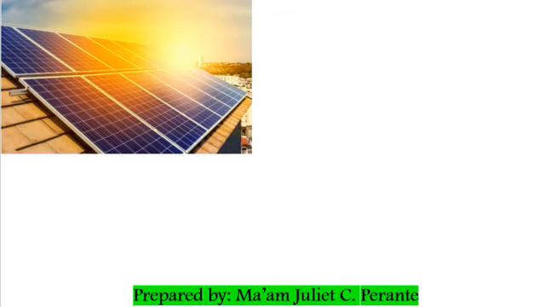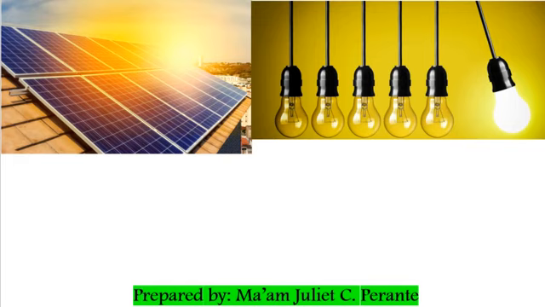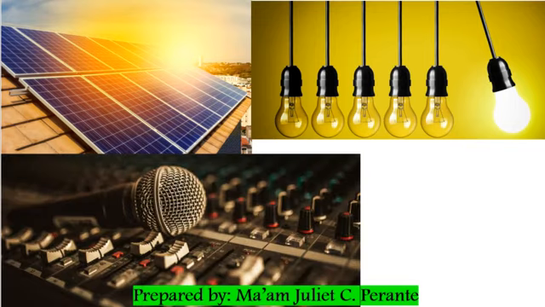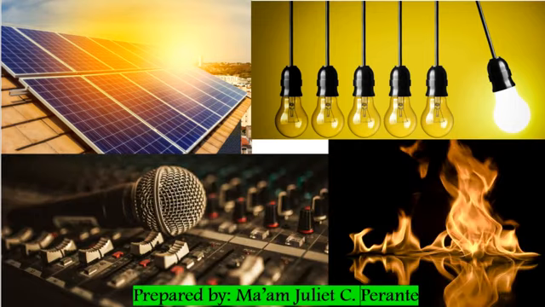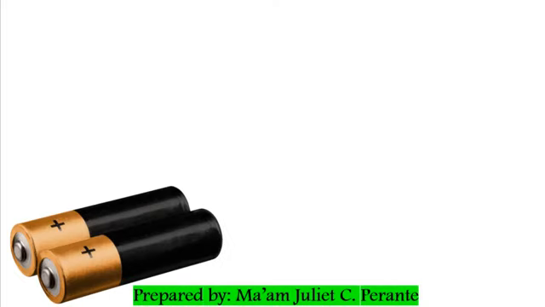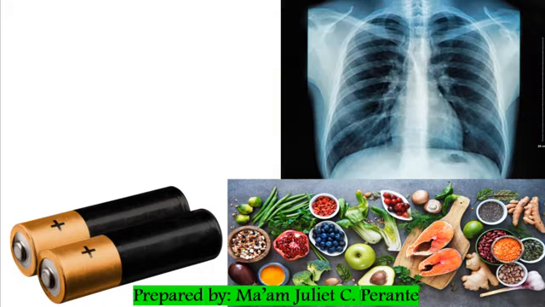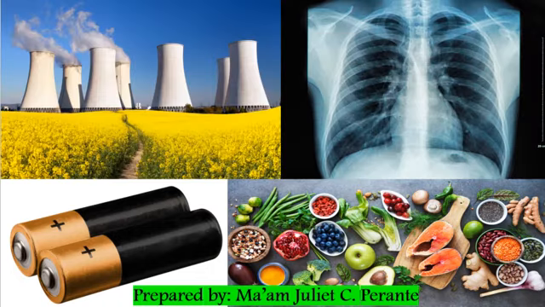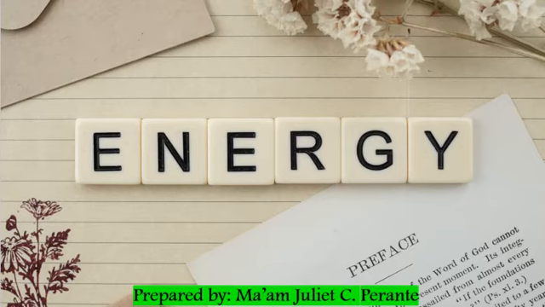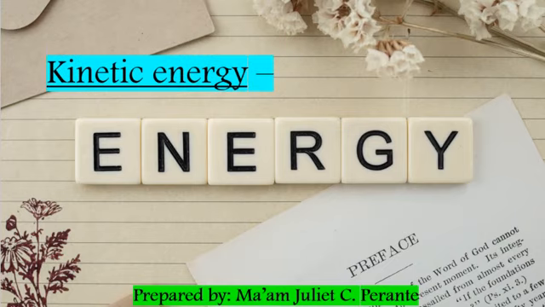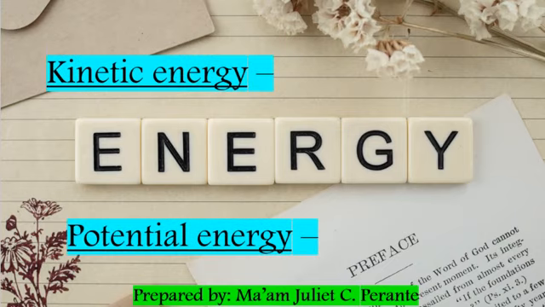There are many kinds of energy, like the solar energy from the sun, light energy from the bulb, lampshade, or fluorescent. We also have sound energy from the speaker or radio, and heat energy from the fire. Aside from that, energy can be chemical energy like the one present in the battery and food, electromagnetic from the X-ray, and nuclear energy from fission and fusion. But all forms of energy can be grouped or classified into two categories, which are kinetic energy and potential energy. What is the difference between the two?